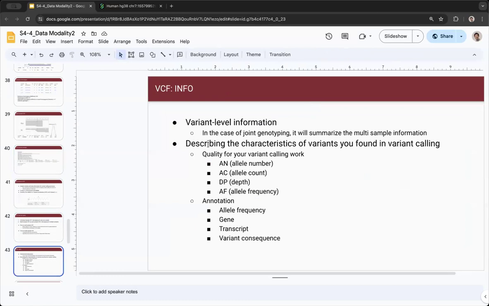This INFO is to describe the characteristics of the variant you find in variant calling. So it can have this information. Also, we have the variant annotation describing where the variant comes from and how it looks in the population, so allele frequency, the gene transcript belonging to the variant, and the variant consequence as well.